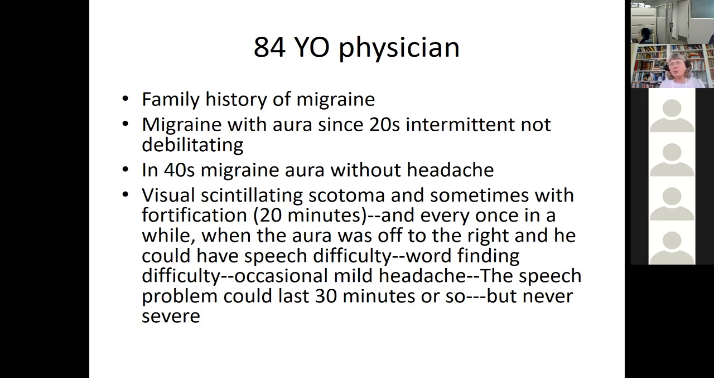So let's talk about this one. This was an 84-year-old physician, family history of migraine with aura since the 20s, always intermittent, never debilitating. In his 40s, he began having aura without headache, and he has visual scintillations and sometimes with fortification, meaning the zigzaggy lines. And every once in a while, when the aura is off to the right side, he can't speak. He has word finding difficulty. He has occasionally a mild headache with it, but never a severe one. The speech problem started to last 30 minutes or so, but it was never ever severe.